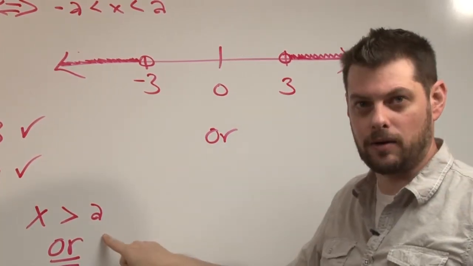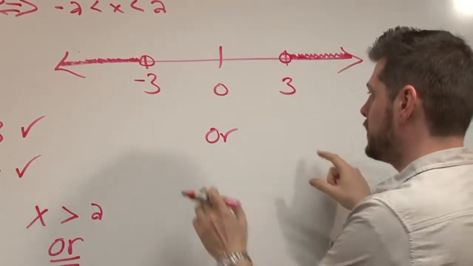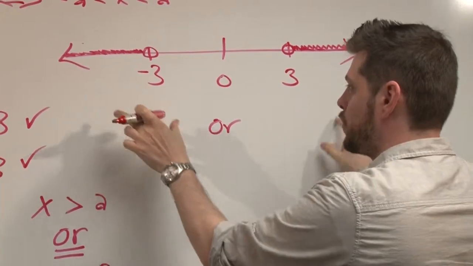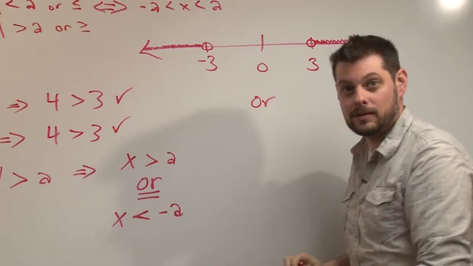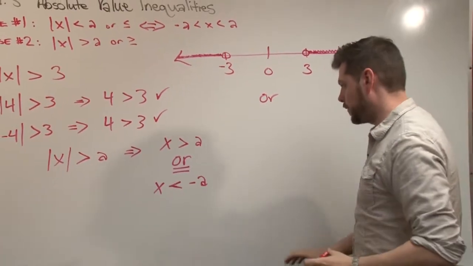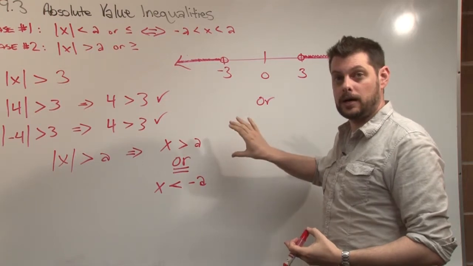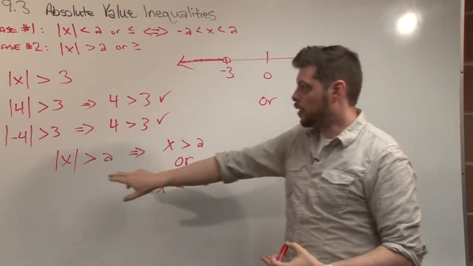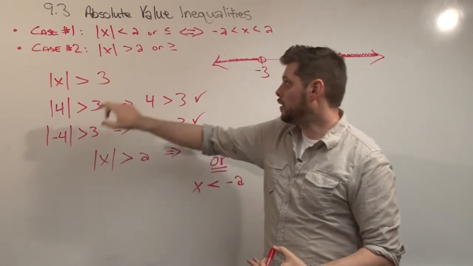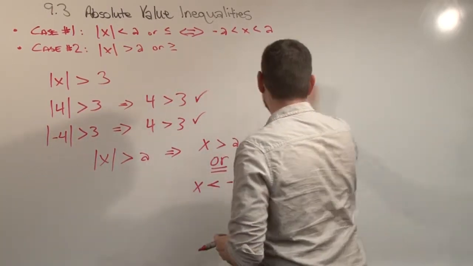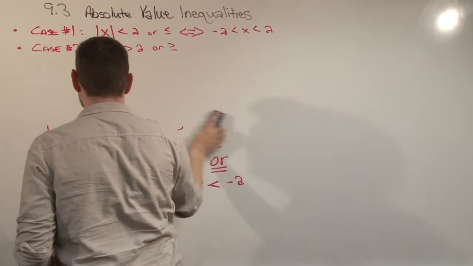Here's where we get our difference. It's not the numbers that are between negative 3 and 3. It's the numbers that are on either side that satisfy our inequality. So this is the method that we'll use to solve inequalities where we're dealing with a greater than sign or a greater than or equal to. And let me write that on the board so we have it.